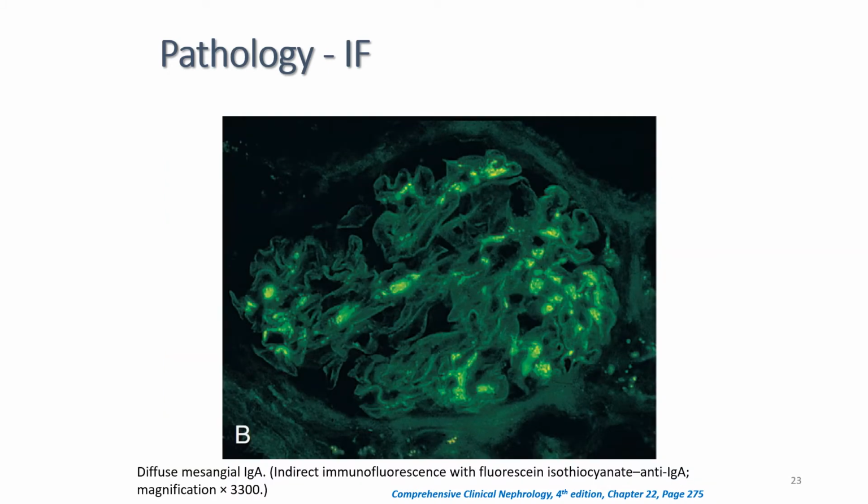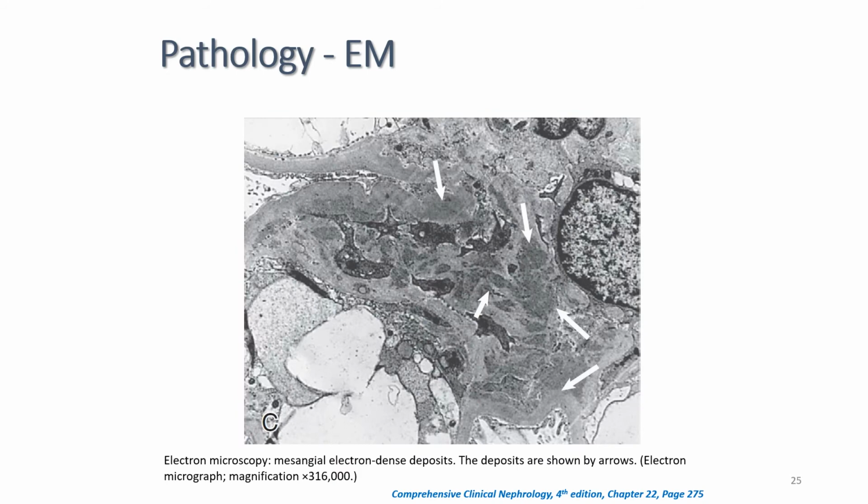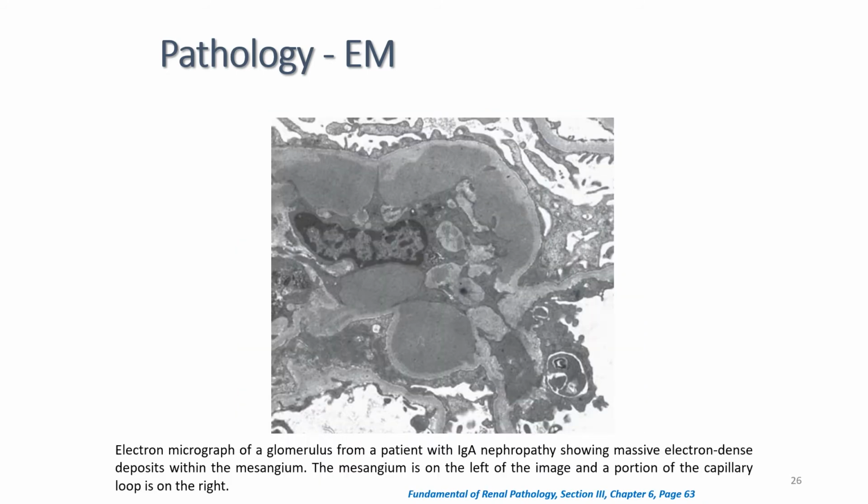In this immunofluorescence staining for IgA, you can find that the stain is localized in the areas of the mesangium. Here are the same localized areas of the mesangium giving the immunofluorescence light. And these are the electron microscopy deposits. Okay.